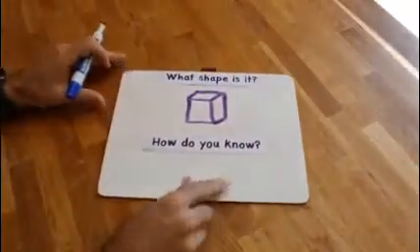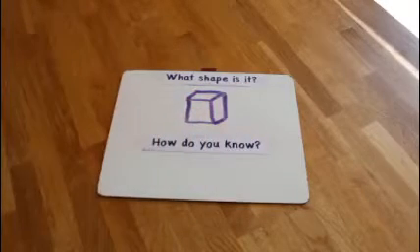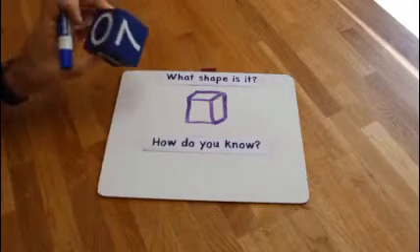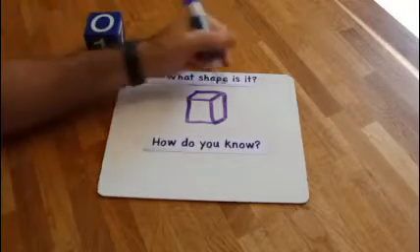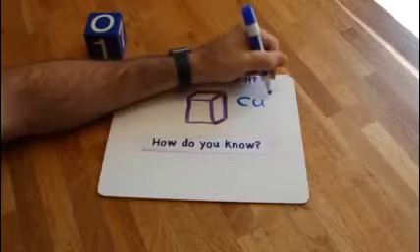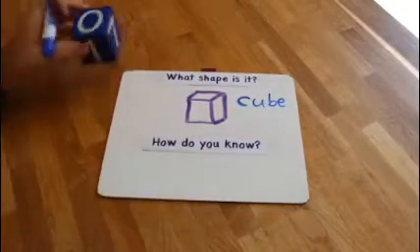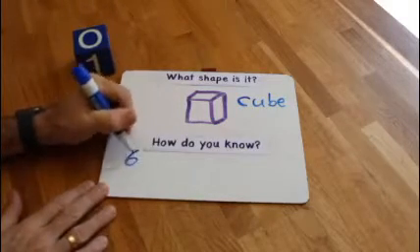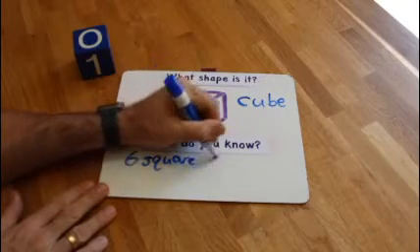Here we go. What shape is it? Here's our drawing of it, but here's one in real life. Look at those faces. Look at it. It's a cube. Cube. How do you know? Well, just talked about those faces. They're squares. There are 6 square faces.